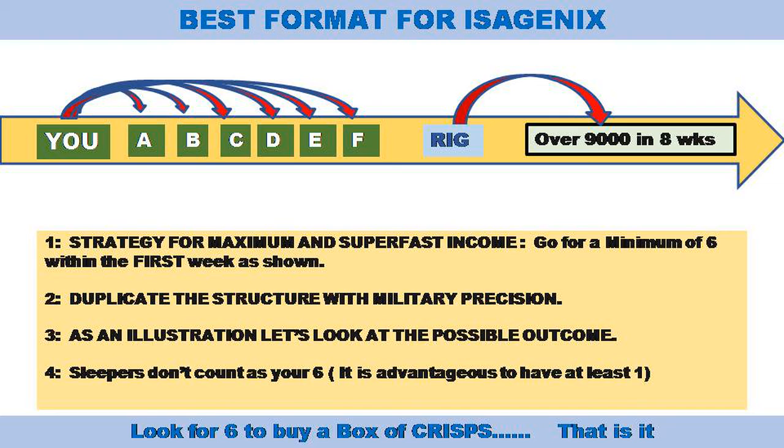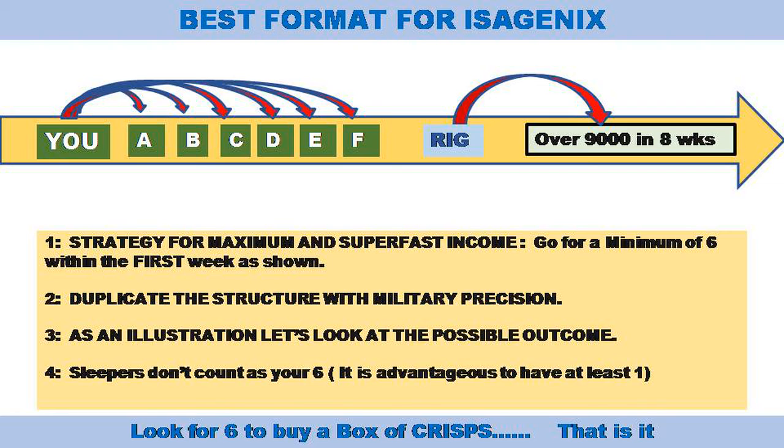Now for ISAGENIX, this would be to go out and get 6 customers immediately, certainly within the first week. So here you are, you go out and get 6 customers. Effectively, you're looking for 6 people that will buy, at a minimum, a box of crisps each. That gives you your 6 customers, and we work on that.